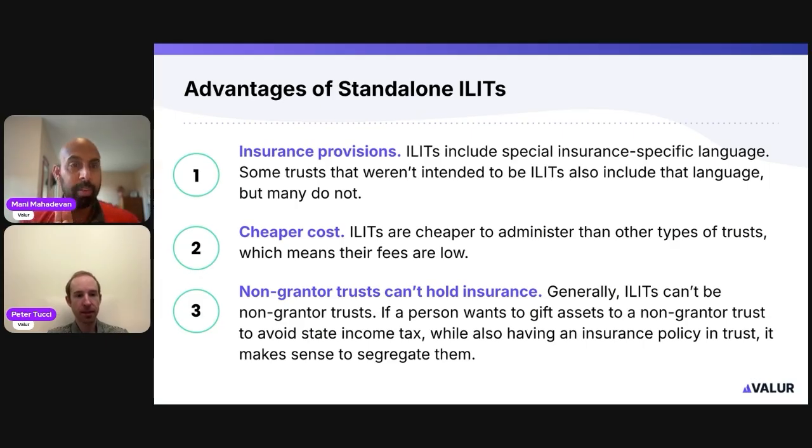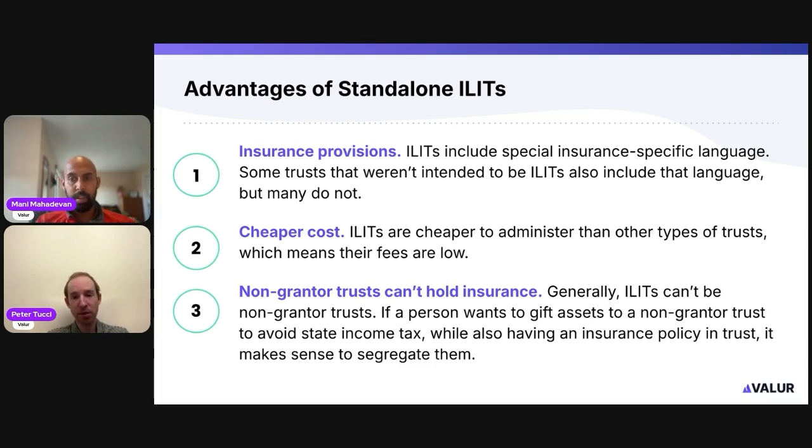Now, we've mentioned a couple times that an ILIT is a type of IDGT. You may be wondering, why don't I just set up an IDGT? The typical approach is to set up an ILIT as its own standalone entity. We want to chat through why people set up ILITs as standalone vehicles for their insurance versus just bundling it with an IDGT. Peter, let's dive in. Yeah.